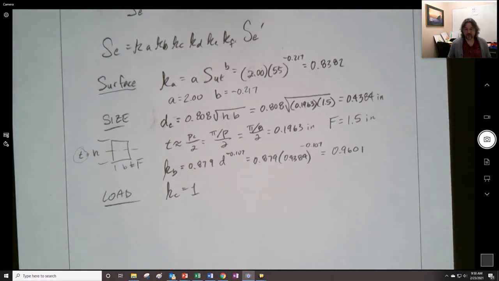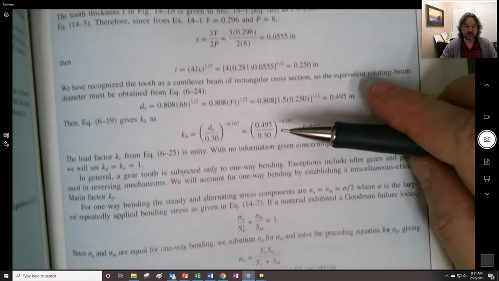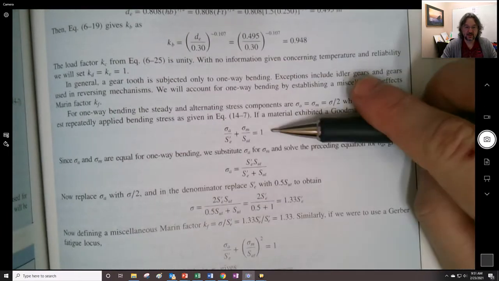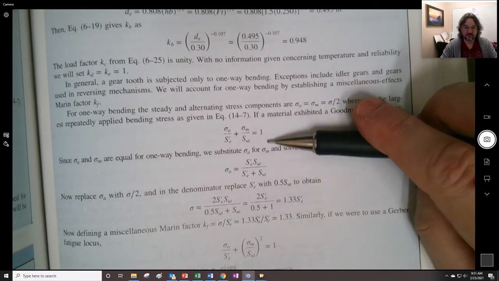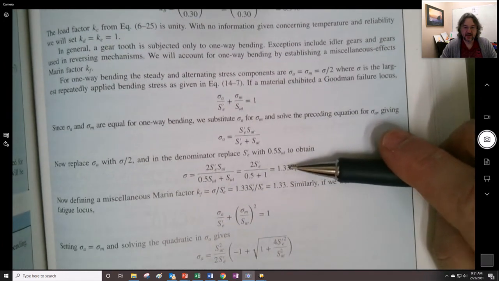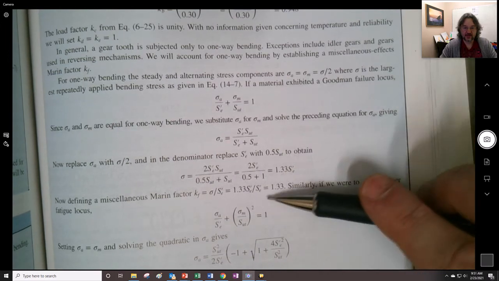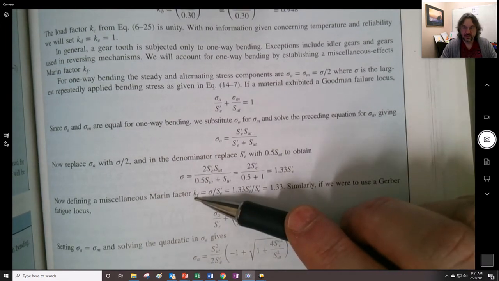It's a good read, what they do as part of this right here. They take Goodman and modify this Goodman around, and then they find this factor right here, 1.33, and they decide that that's going to be this new KF.